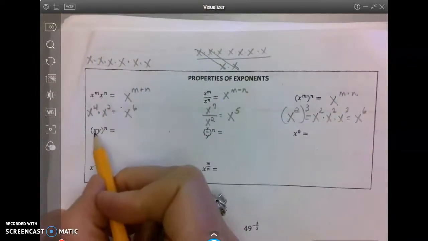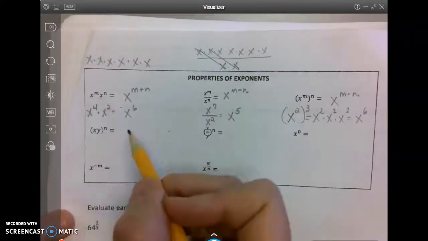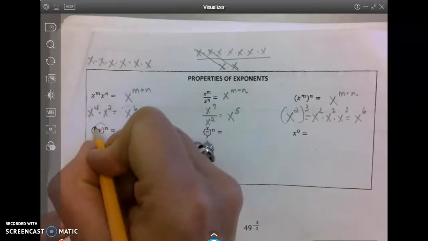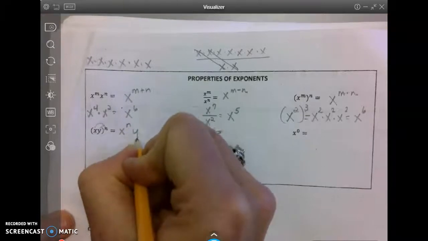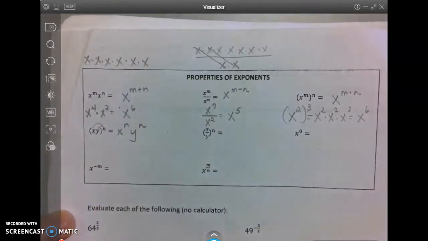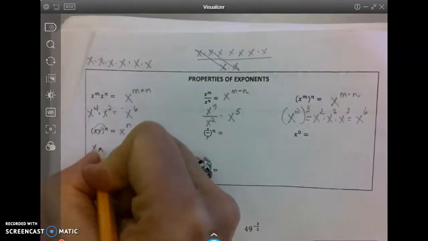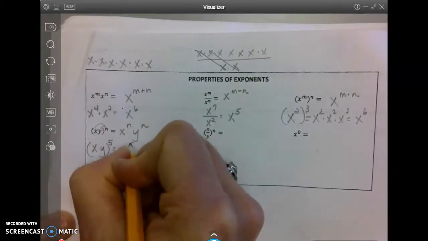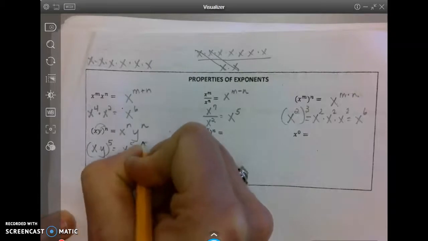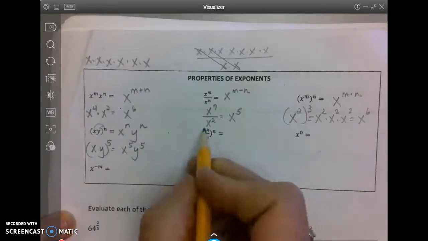Okay. Now you have x times y to the nth power. You're going to distribute that exponent to both, so we get x to the n, y to the n. For example, x times y to the 5th would be x to the 5th, y to the 5th.